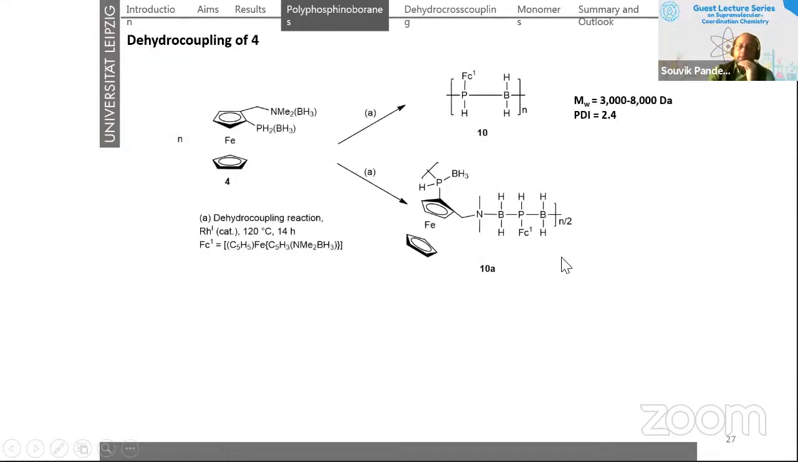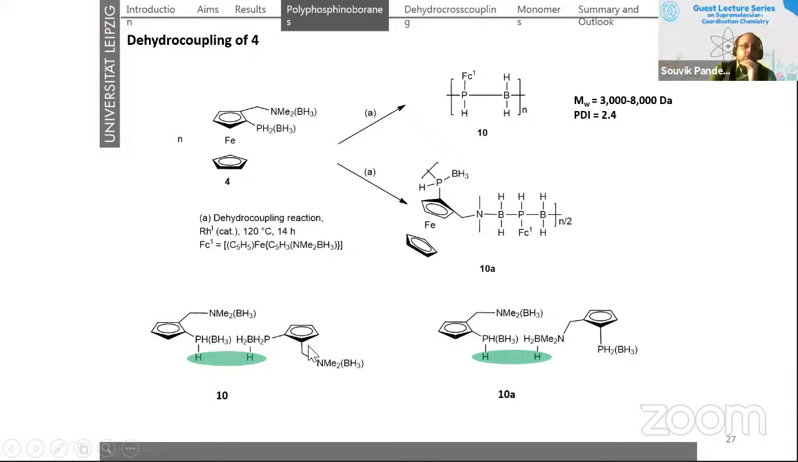Similarly, you can see here, when I do the dehydrocoupling reaction for the next step, polymerization, I have hydrogen here, also hydrogen here. By these two hydrogens can connect and can give you this kind of polymer. This is a normal polymerization. But we have to remember that I also have a boron connected with nitrogen, and this hydrogen is also hydridic in nature.